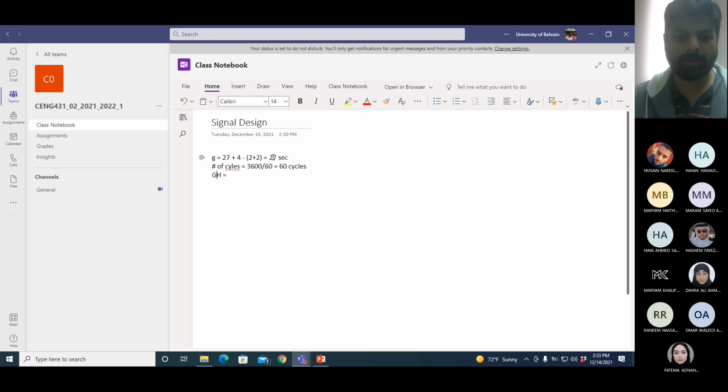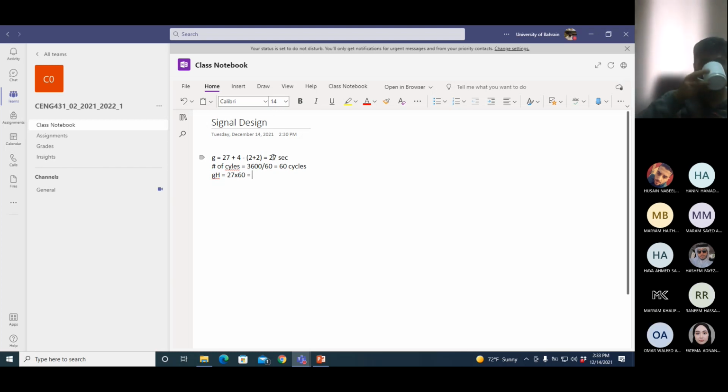Effective green time. I'm trying to use capital G, a small g here. So how much effective green time can I have in the whole hour? 27 of one cycle multiplied by the number of cycles. How much is it? 1620 seconds. This is the effective green time in the entire hour.